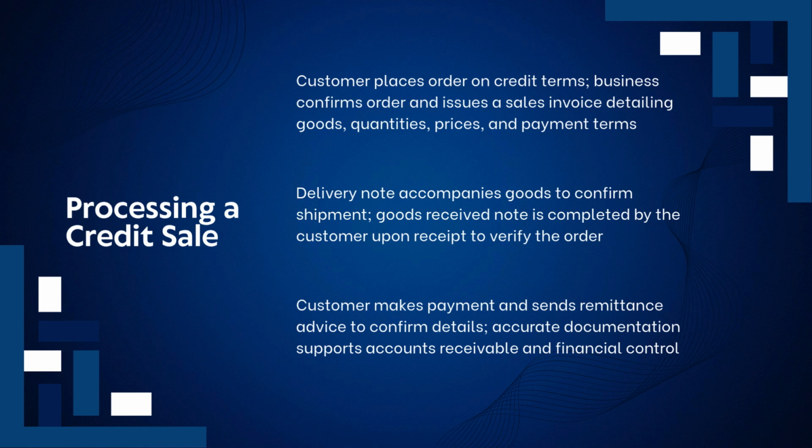Customer makes payment and sends remittance advice to confirm details. So after we have sent our delivery note, we directly send our invoice. Now we say we have delivered the goods, now pay me. We request for payment through a document called invoice, and further details will be in the next slide.